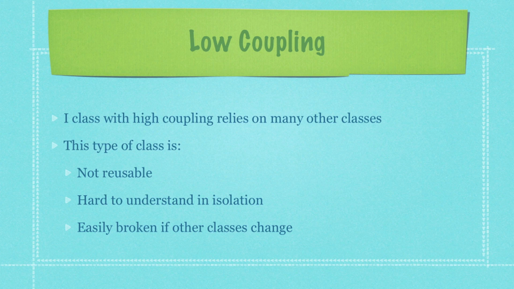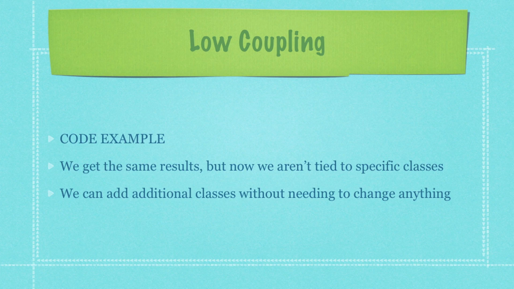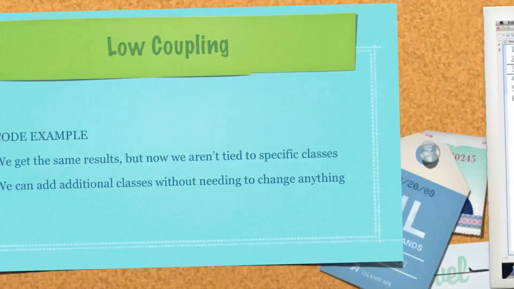Real simple. And now we get to something extremely important, which is low coupling. Now, a class with high coupling relies on many other classes for it to work properly. And a class that has high coupling is not going to be reusable. It's going to be hard to understand in isolation, and it's going to be very easy to break if other classes that it relies on change. So let's take a look at a code example to make this make a lot more sense.